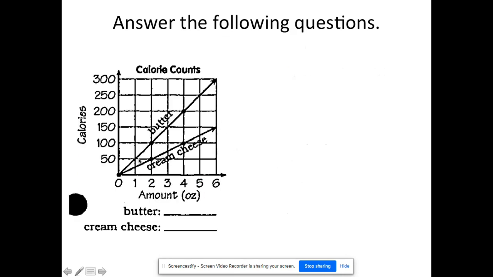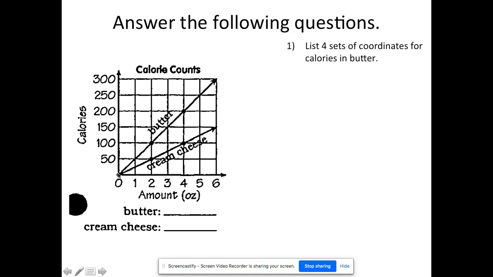Let's look at the third one. This one's a little bit different because now we have 2 lines that we are probably going to compare. On our x-axis, it's ounces, amount per ounce. And it's calories over here on our y, and they are scaled by 50s. So it says list 4 sets of coordinates for butter. So I'm only looking at the butter line right now.